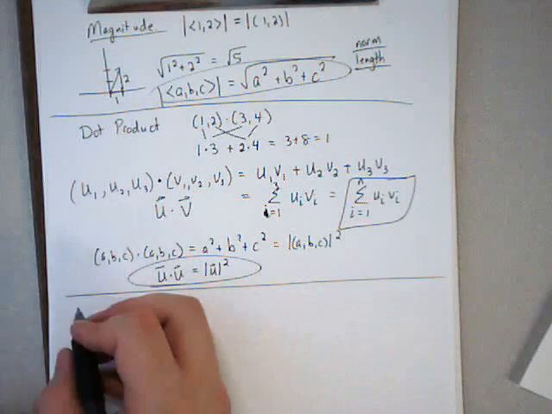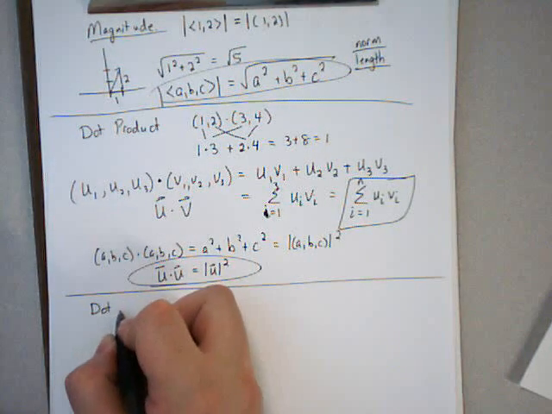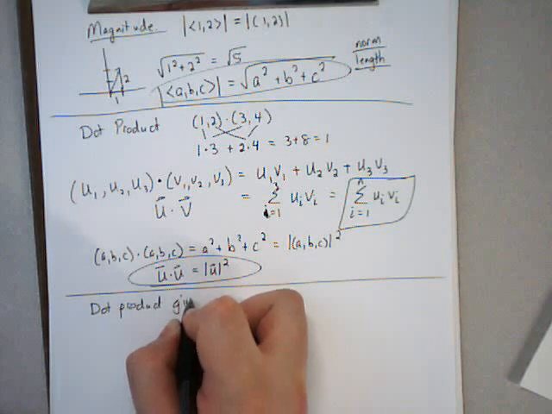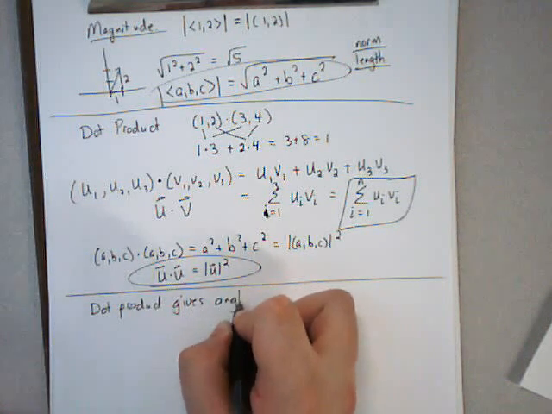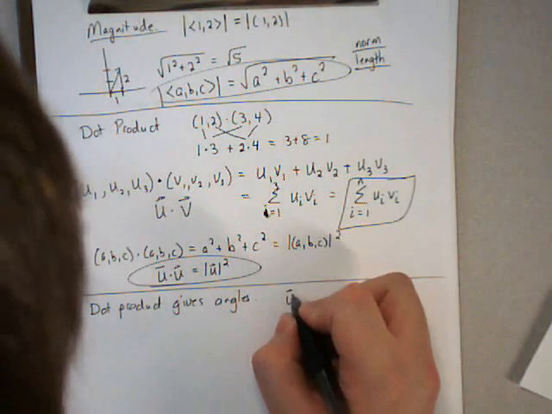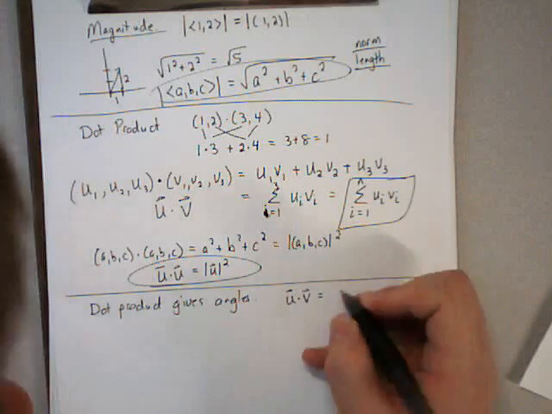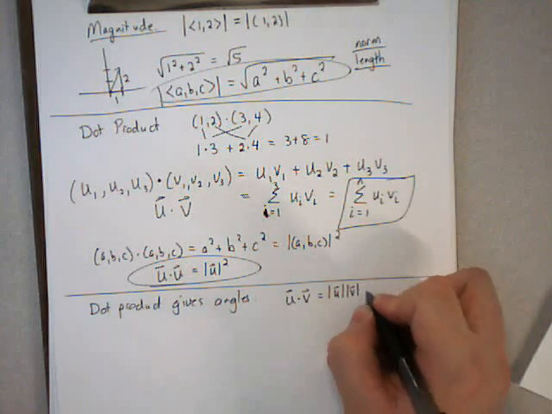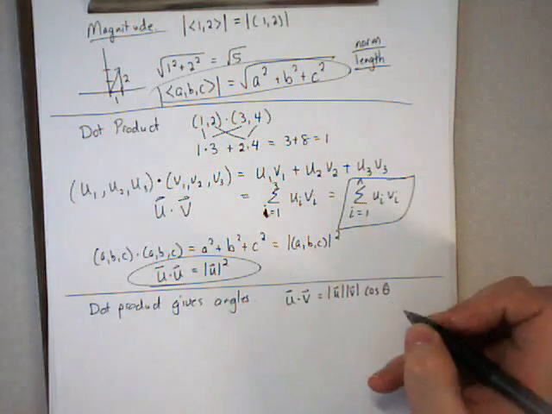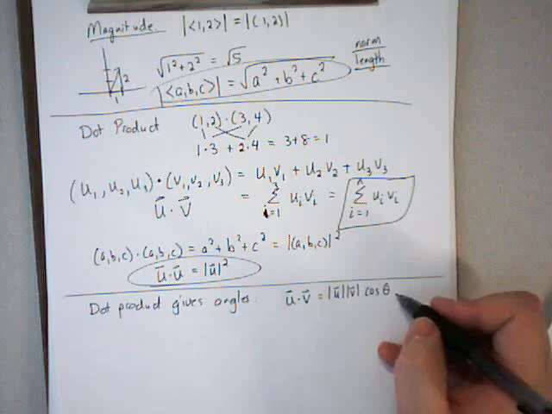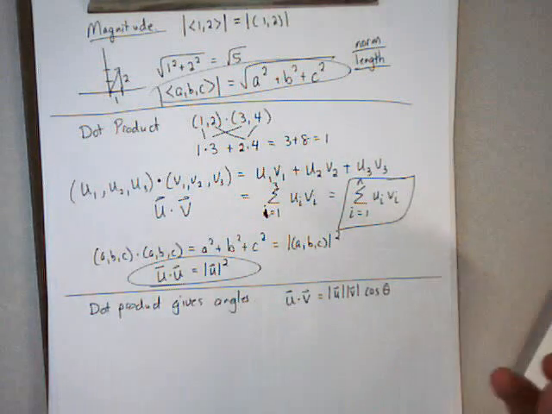The last quantity I want to look at is how the dot product gives angles. This is how we can actually define angles in higher dimensions, but the idea is that I'll take u dot v, and it equals the length of u times the length of v times the cosine of the angle between the vectors. This formula is described in the book, and I'll let you read it there. I'd just like to show you briefly how to use it.